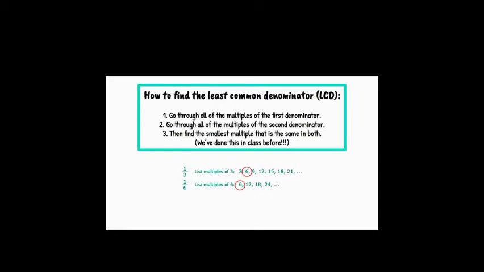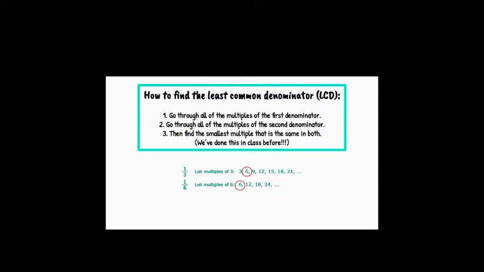So step 2 would be to go through all the multiples of the second denominator. So as you can see below, 1/6, we're going to list all the multiples of 6. 6 times 1 is 6, 6 times 2 is 12, 6 times 3 is 18, 6 times 4 is 24. And you can keep on going if you really wanted to, but we'll stop right there because I see a number that they have in common.